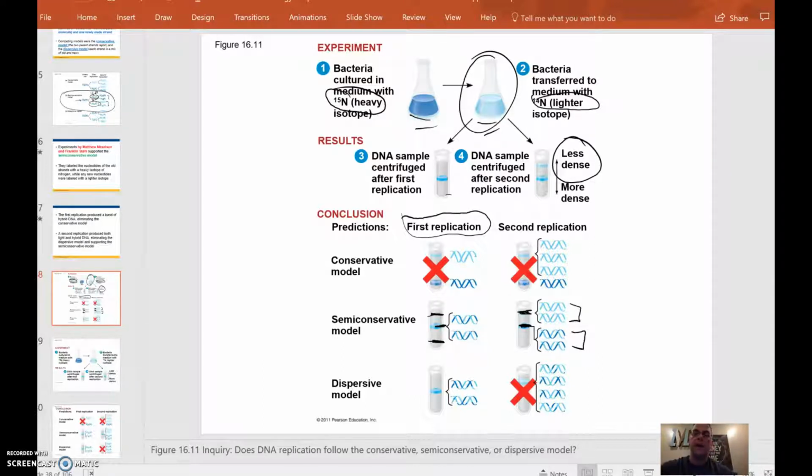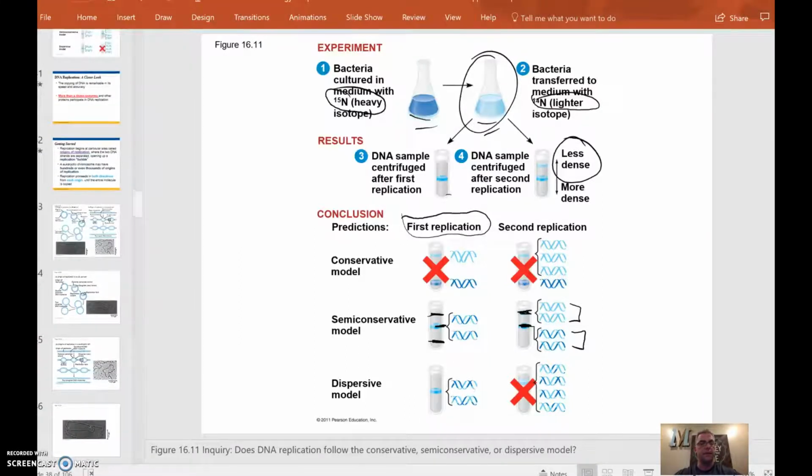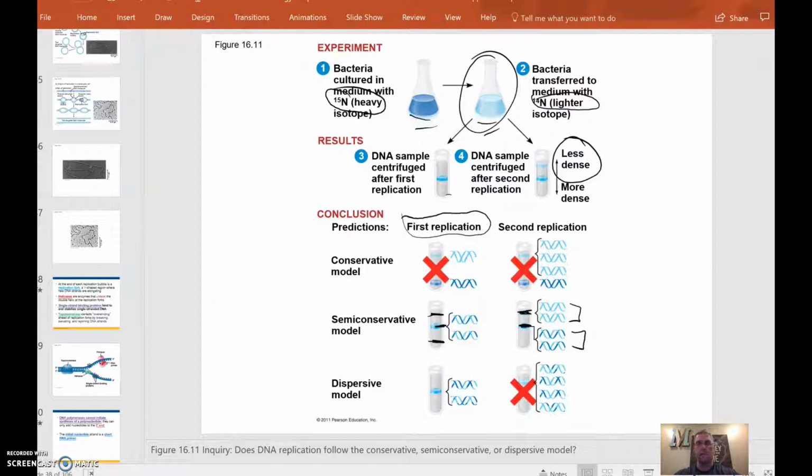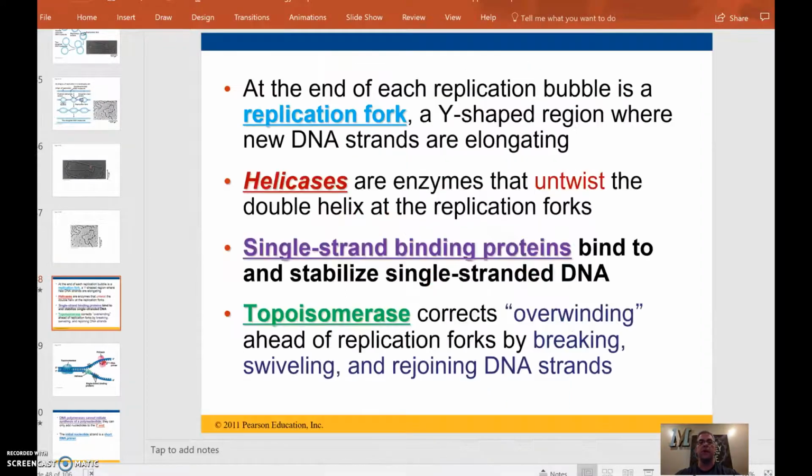So the idea is that our replication is semi-conservative, and the idea is that we're going to be able to see old and new coming together.